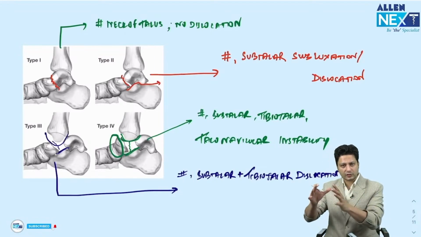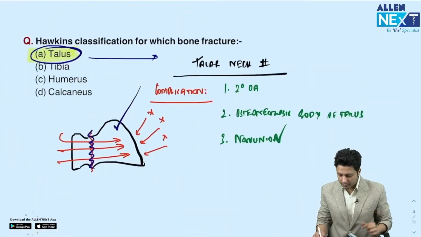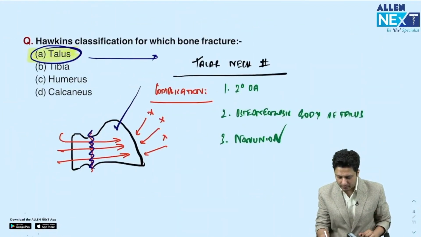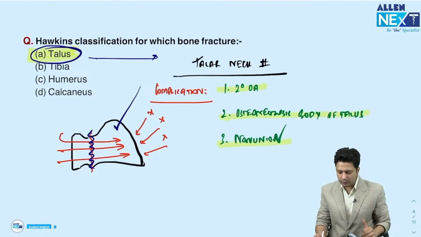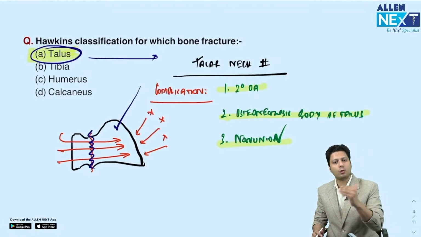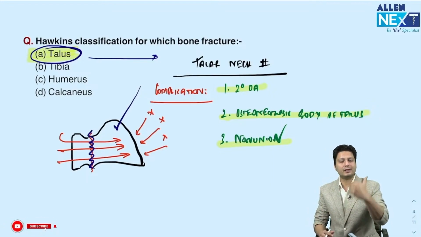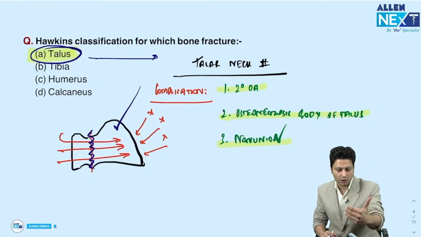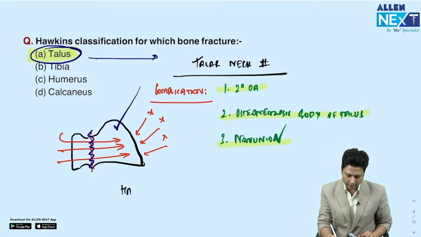Point number 2, this is the detail of Hawkins classification. Point number 3, what are the important complications that every one of you should be knowing about? Secondary osteoarthritis, osteonecrosis body of the talus, and non-union. Now, because osteonecrosis is a kind of complication which will persist throughout life in a patient, it is very important to identify whether the bone is going into necrosis or not. In order to identify that, you have the Hawkins sign.